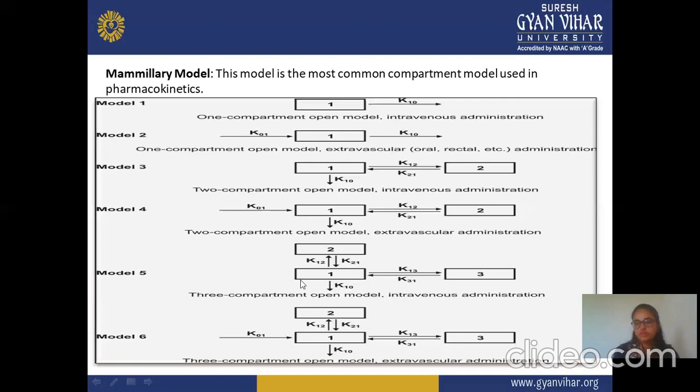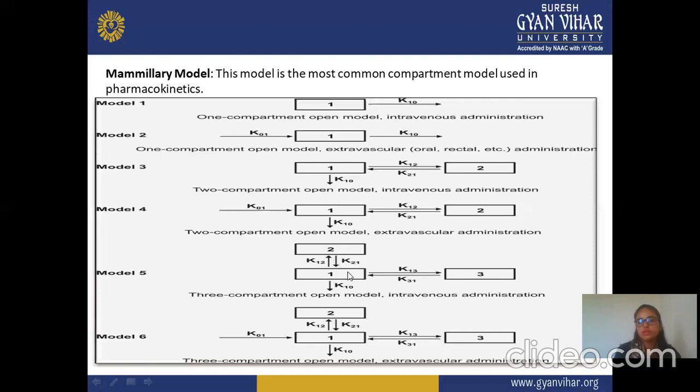And next is the fifth model. In this, three compartmental open model, intravenous administration. Next, here is a three compartment model, 1, 2, and 3. In this three compartment model, the drug is transmitted from one compartment to another, and it is a reversible process. For example, the drug is first administered, and after this it goes to the second compartment. It's also a reversible process. And after that it goes to the third compartment, and it is also a reversible process.